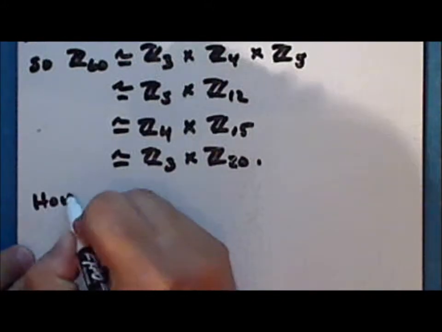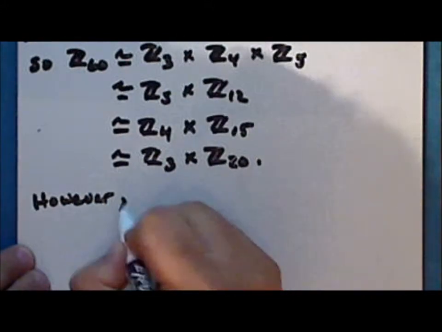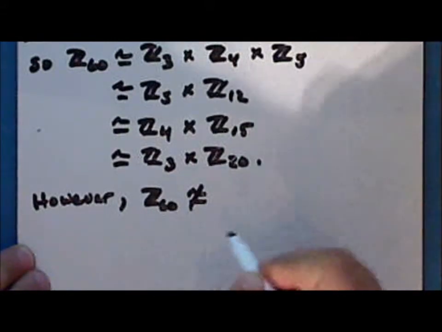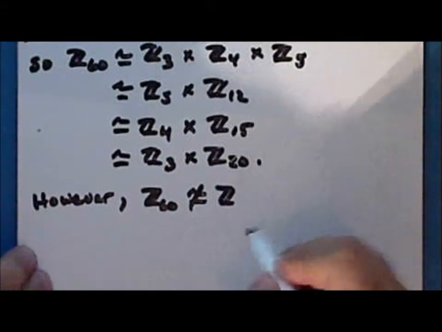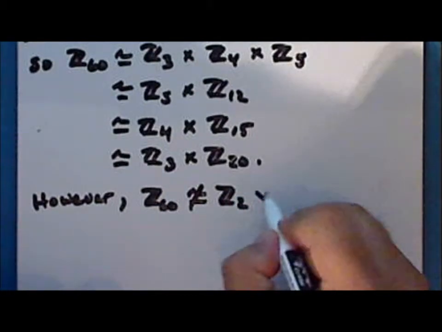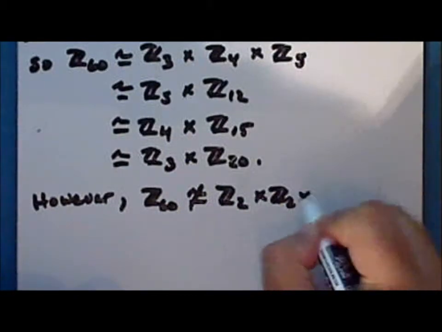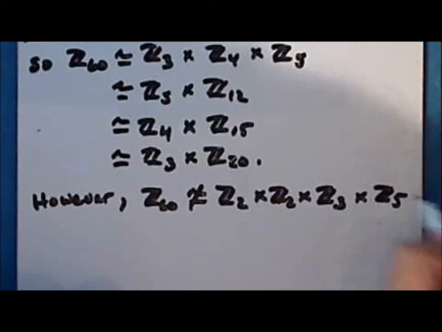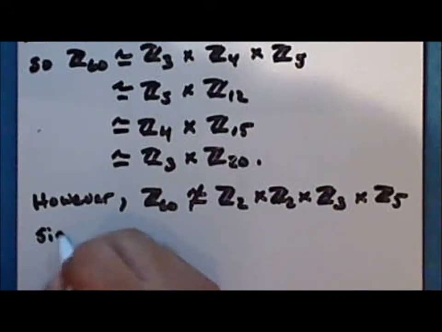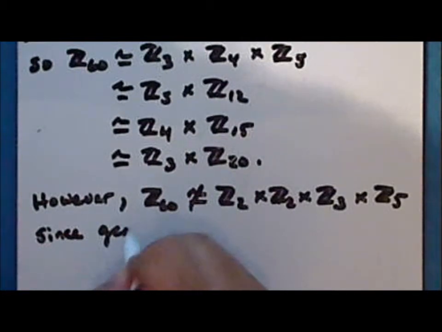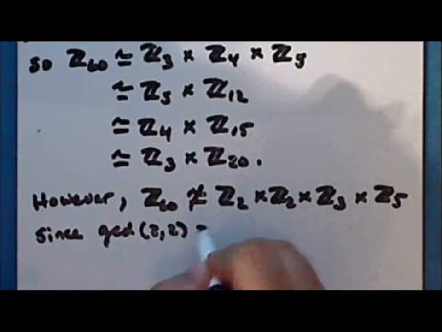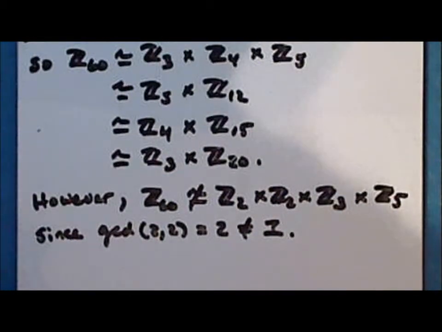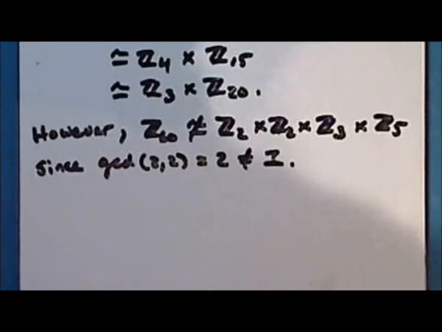However, the integers modulo 60 is not isomorphic to the direct product of the integers modulo 2 with the integers modulo 2, the integers modulo 3 with the integers modulo 5, since the greatest common divisor of 2 and 2 is 2, which is not 1, so they are not relatively prime. So new theorem.